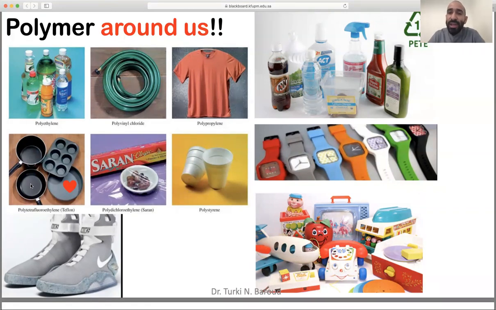Imagine yourself, if you don't have such coating, how much time you would need to wash the pans and the pots and the other things in the kitchen to get rid of those sticky things.